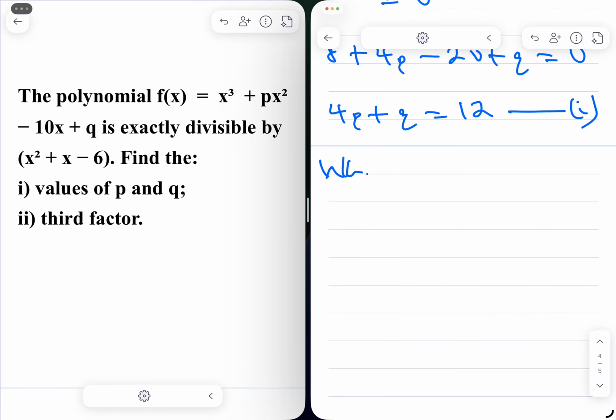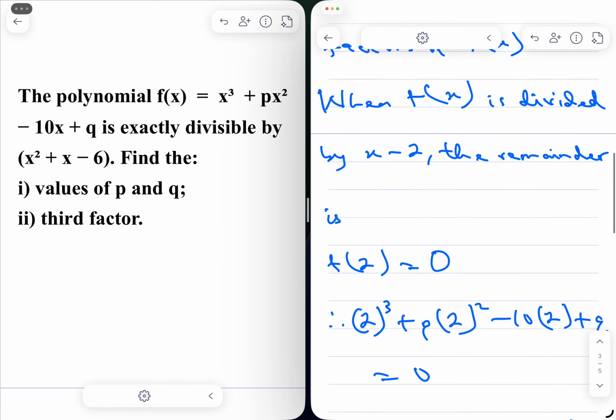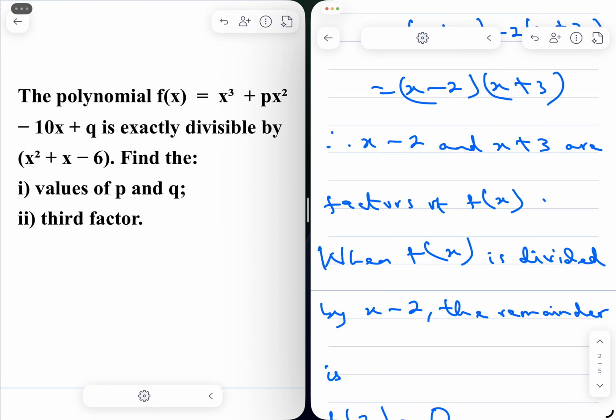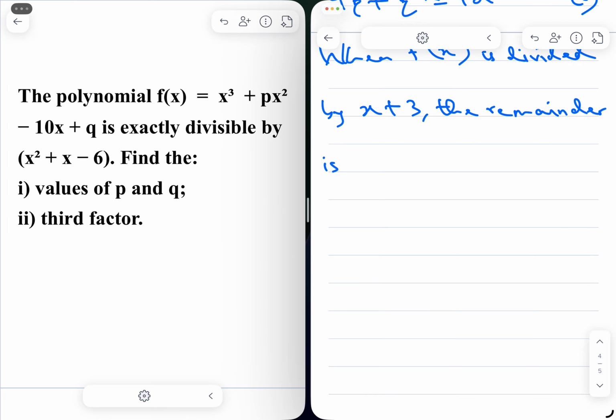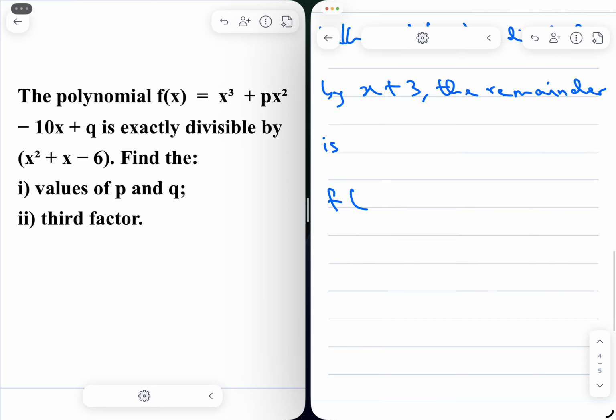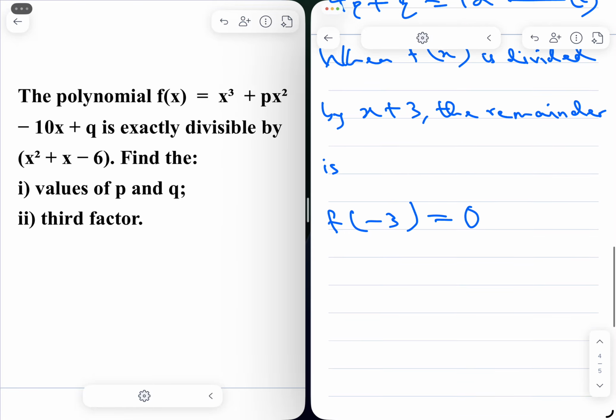The next one, when f of x is divided by the other factor, x plus 3, the remainder is f of minus 3, which is equal to 0, because x plus 3 is a factor of f of x.